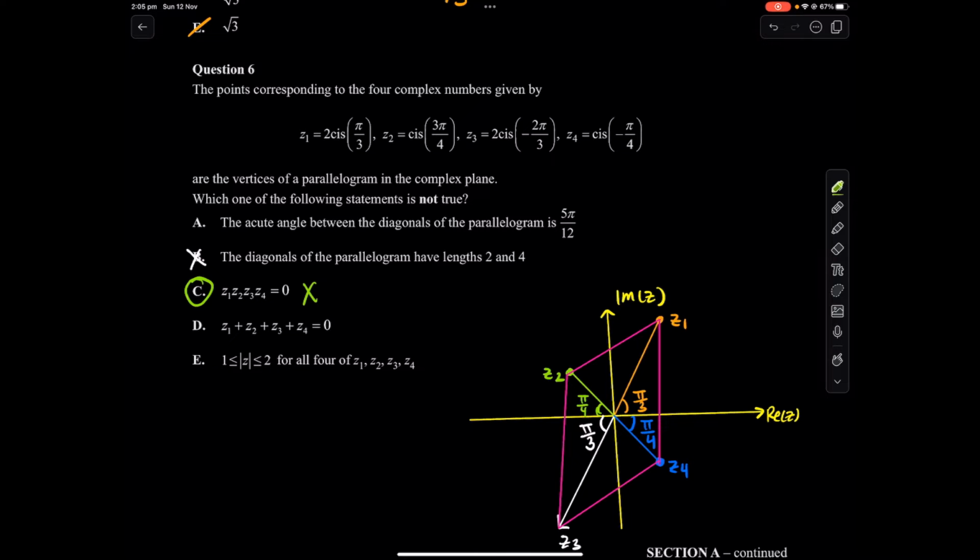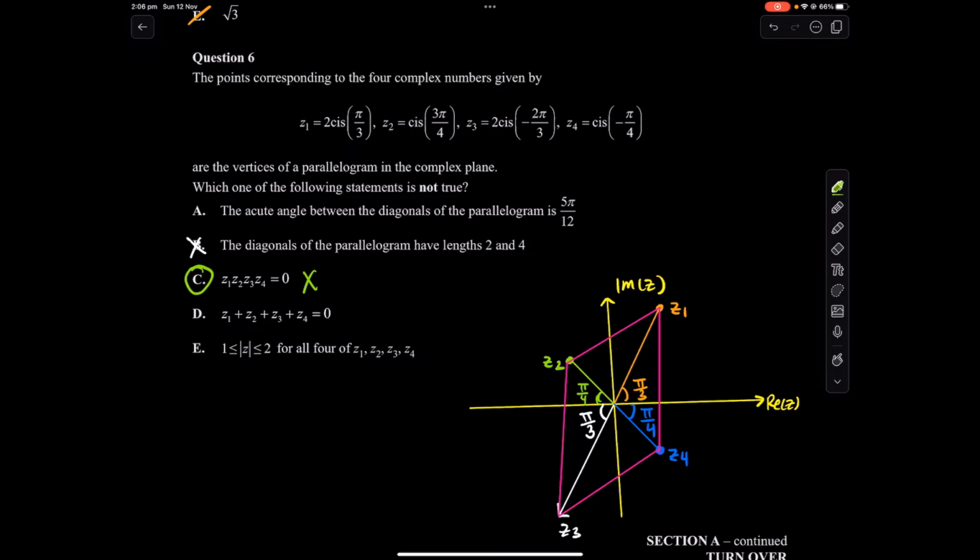Okay. What about Z2 plus Z4? Let's try that, because they both have a radius. So this one would be like over here from the diagram, and the other one would be over here. Also, these two will cancel out, so hence, adding them all together is equal to 0. So D is true, so that's 100% wrong.